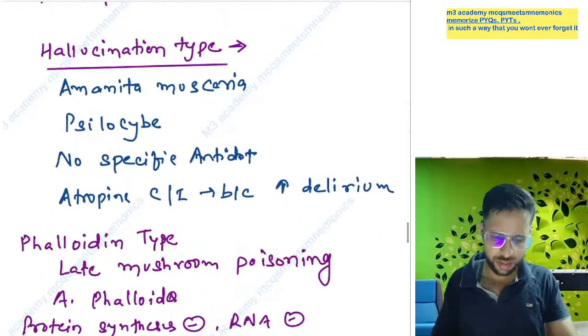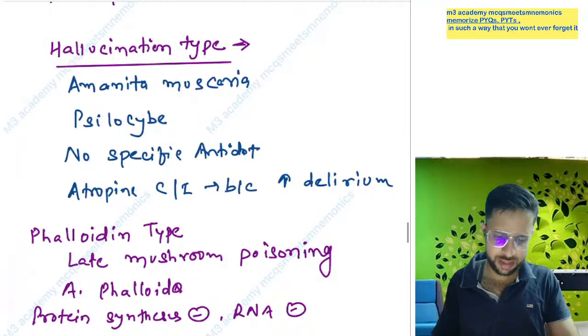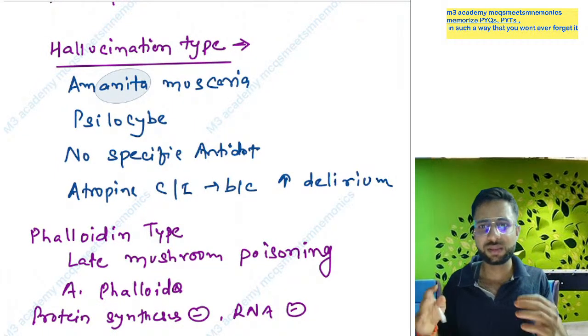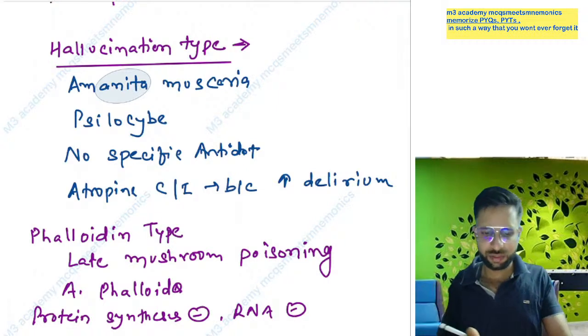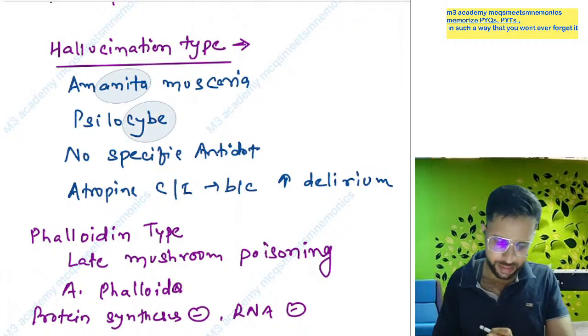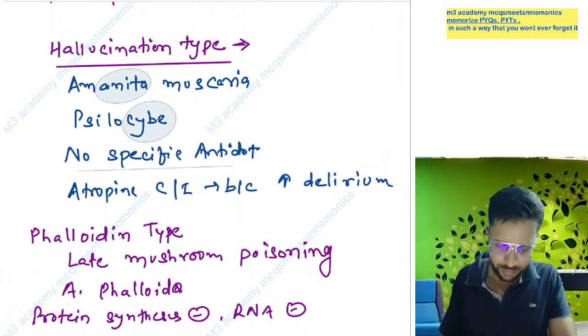Now hallucination type is Amanita muscaria. What comes in Amanita? Anita, this is the name of a girl, and you can just start hallucinating by seeing this girl. You can remember it like this. So what causes hallucination? Amanita muscaria and Psilocybe. So there is no specific antidote.